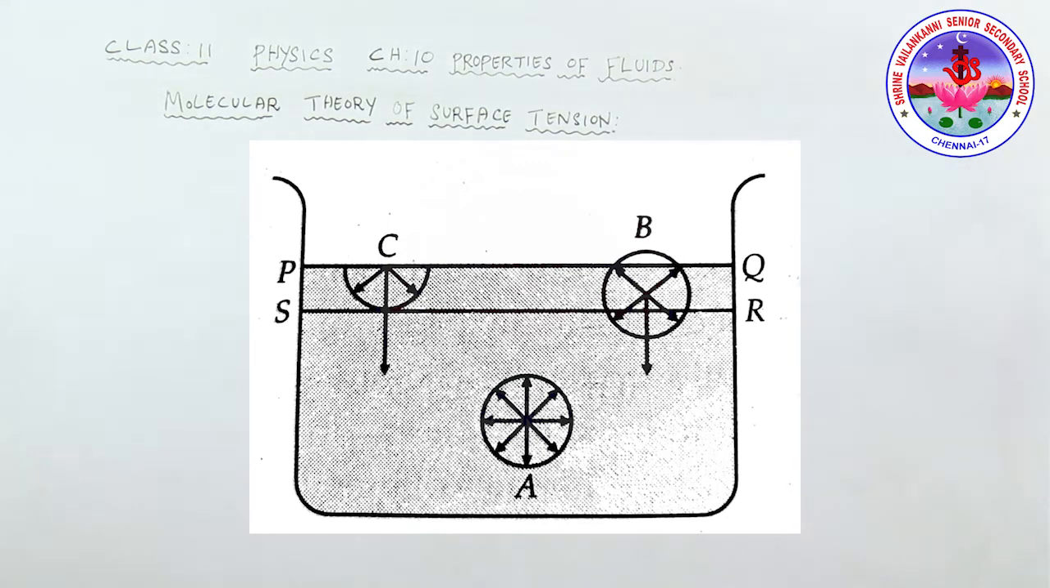So you may compare the molecules A and C. Due to this downward force, the potential energy of the molecule C in the surface film is higher than those lying well inside, like A. For a system to be stable, the potential energy must be minimum, right? For the surface film to have minimum energy, the number of molecules in it must be minimum. Thus we can say the surface film tends to have the minimum surface area. As a result, the free surface of a liquid at rest behaves like an elastic stretched membrane.